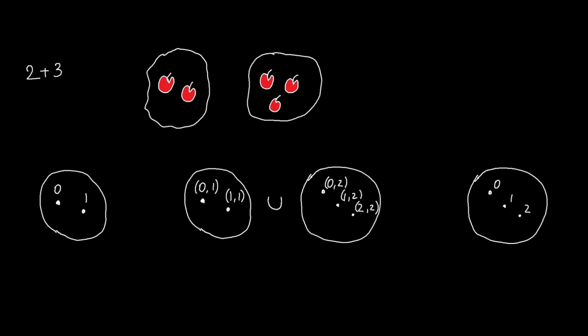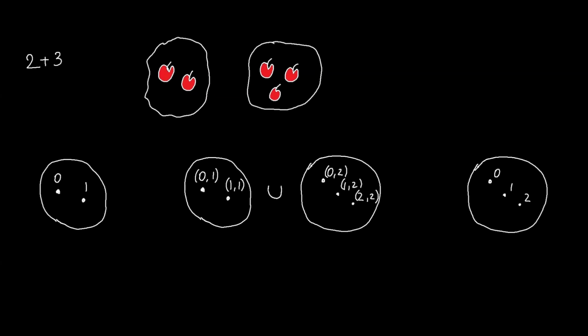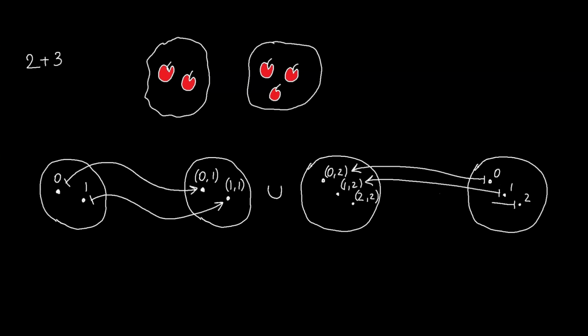Now, if we analyze this further, of course, we definitely want to keep track of which elements in this newly formed set correspond to which elements in the old ones. Since we renamed the elements, we want to keep track of that renaming, just to be certain what is what. And so that renaming process itself is a function, which we can visualize like this. It maps 0 to the pair 0, 1, and it maps 1 to the pair 1, 1. And in a similar way, on the other side, we've got a function that maps 0 to the pair 0, 2, 1 to the pair 1, 2, and 2 to the pair 2, 2.